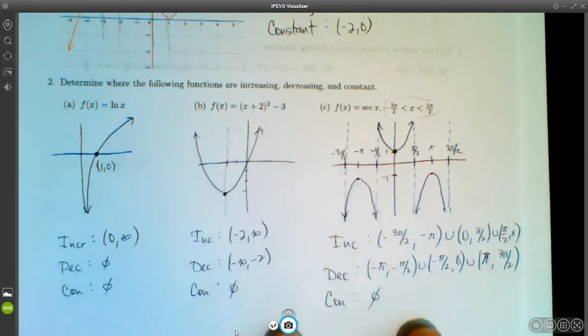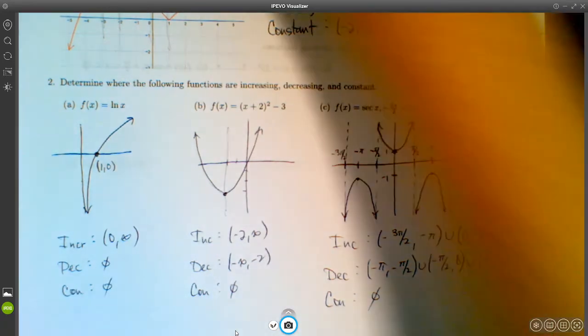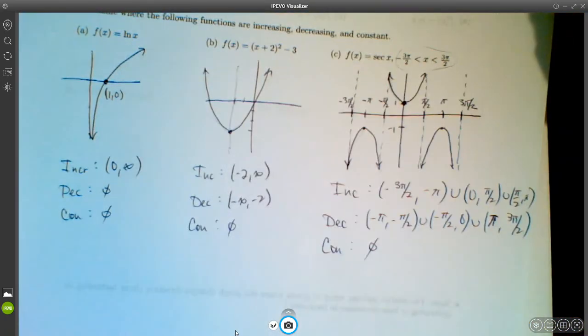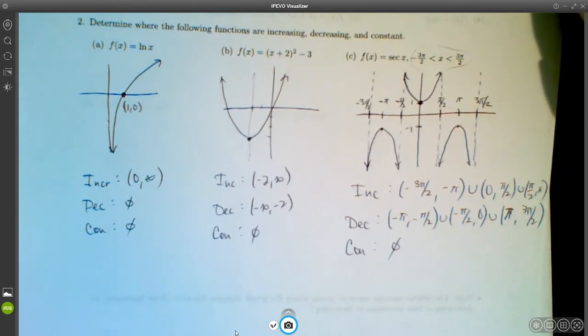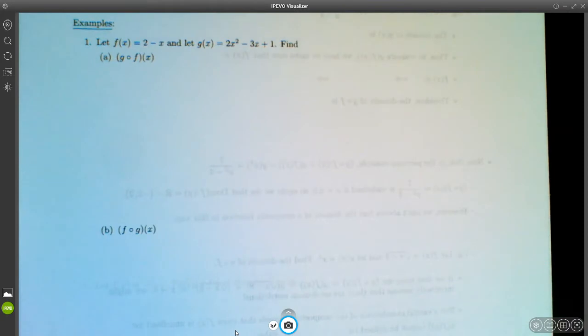Good thing I didn't give us some crazy absolute value function. Those things can be constant at certain places though, right? It would have been a good example to look at, but a lot of work to graph. So there's that. All right. So increasing, decreasing, constant.